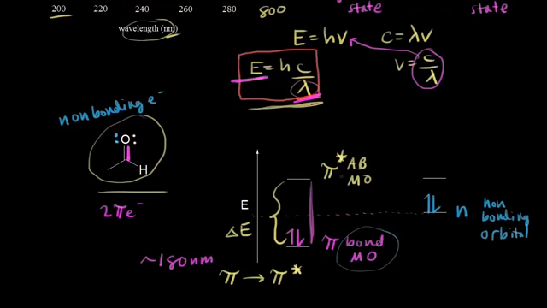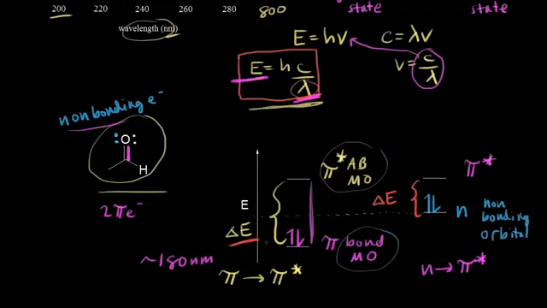We're still talking about a pi star, an anti-bonding molecular orbital right here. We can have an n to pi star transition as well, since we have a carbonyl compound. So we're not just talking about pi electrons here. For the carbonyl, we can think about a non-bonding electron here. And let's think about this energy difference. This energy difference is smaller than before. So this energy difference is smaller than this energy difference.